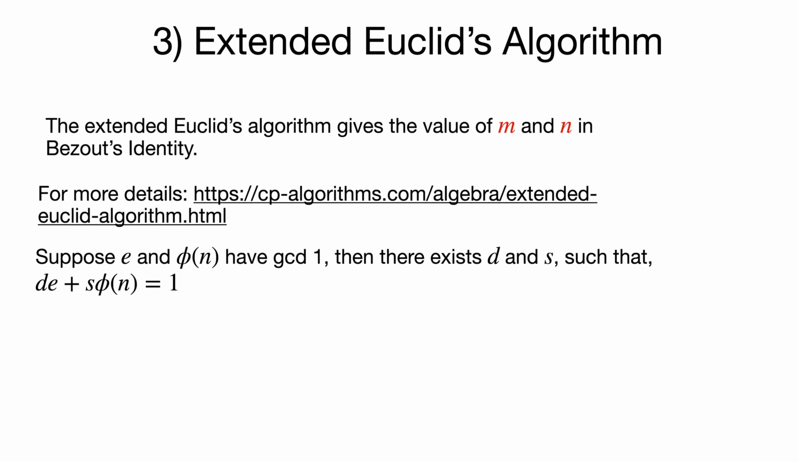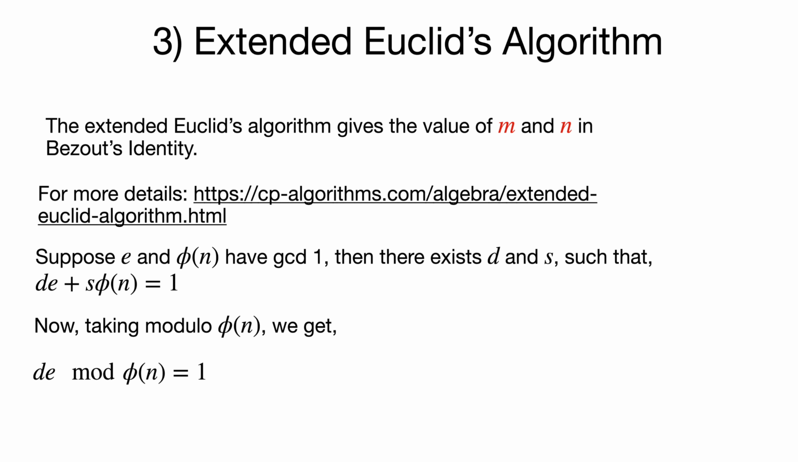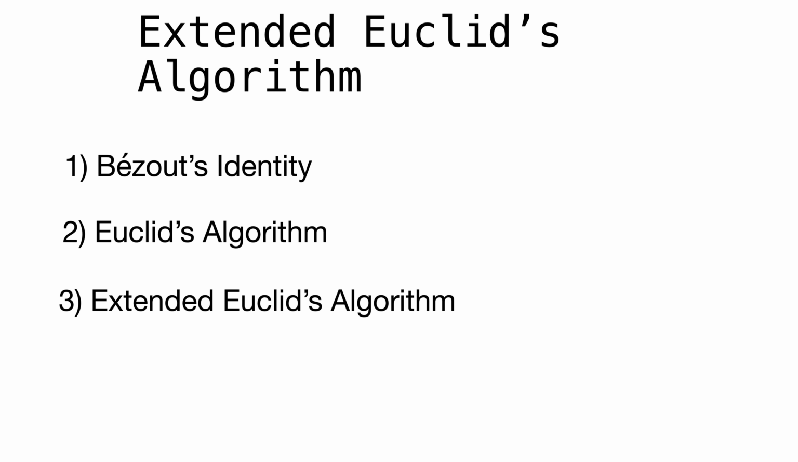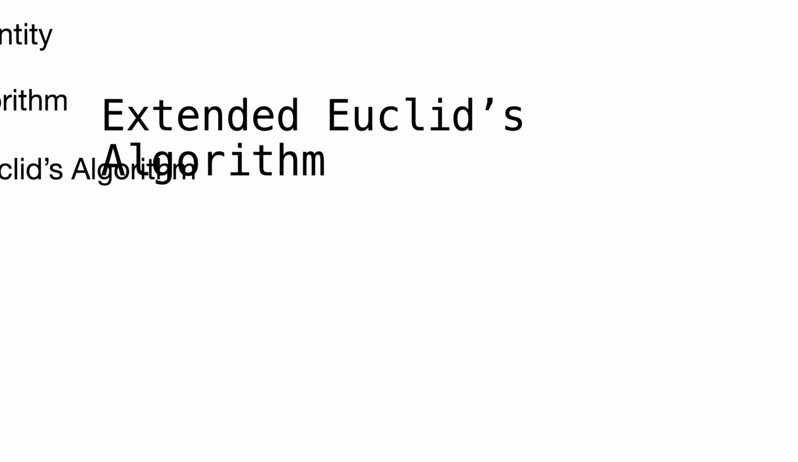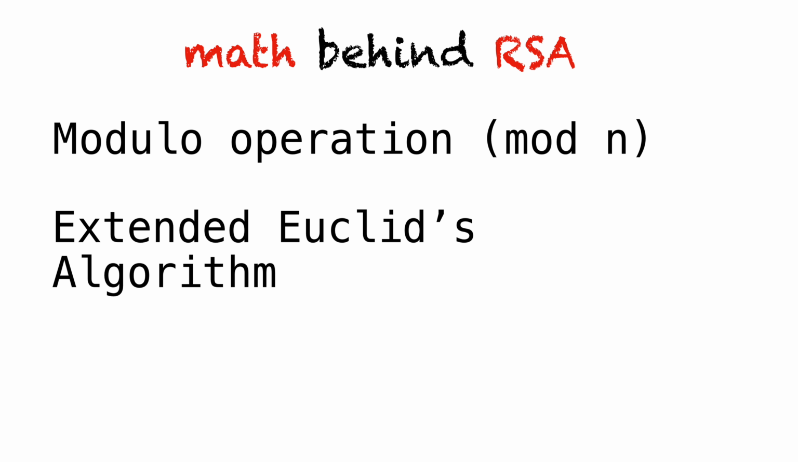And now if we do the modulus phi n on both sides, then the s phi n will go to 0 and the 1 will remain 1 only. So d mod phi n will give us the 1. Till here we have learned the Bezout identity, Euclid's algorithm, and the extended Euclid's algorithm. And overall, we have learned the modulo operation and the extended Euclid's algorithm.